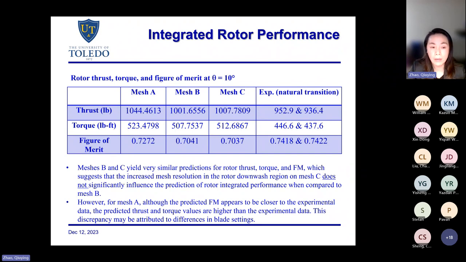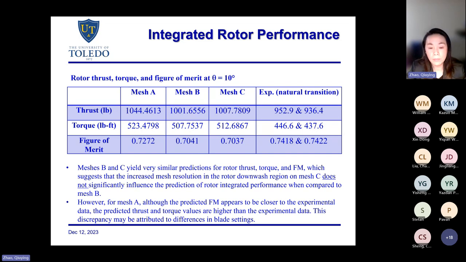From here, we can see mesh B and mesh C show very similar predictions for the thrust, torque, and figure of merit. So which indicate that the increased mesh resolution in the downwash volume grid region on mesh C doesn't help very much to affect the prediction of the integrated value like figure of merit.